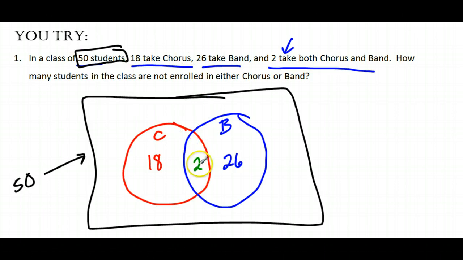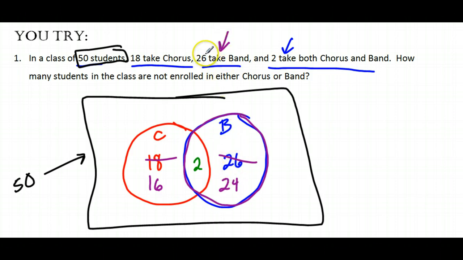We have to take these 2 people into account when we talk about the 18. So if there's 18 total people in chorus, really there's only 16 that are just in chorus, because 16 plus 2 will give me that 18. And the same thing over here with band. If I told you guys that there was 26 people in band, these 2 people are also in this circle. So they need to be accounted for, otherwise we're going to be counting them twice. This looks like there's 28 people in band, but we know that that's not true. So we have to take 2 away from this, and we really know that there's 24 people in band.